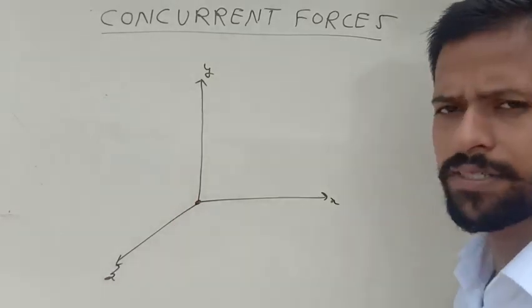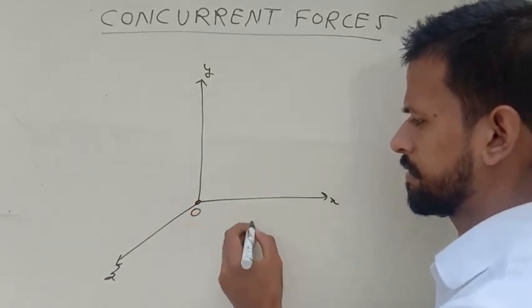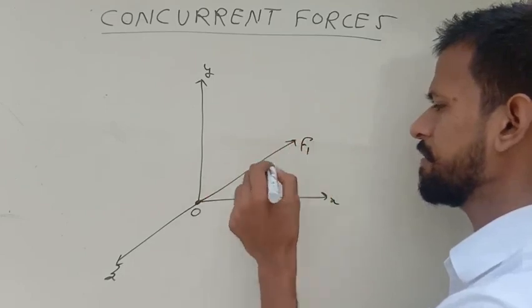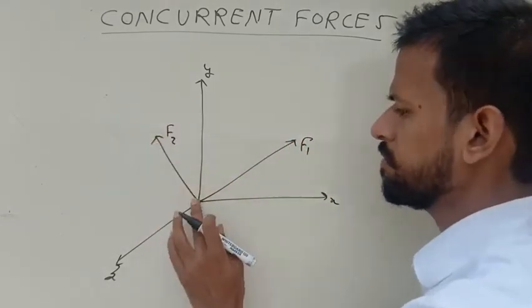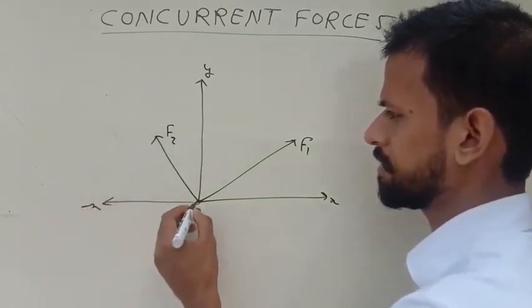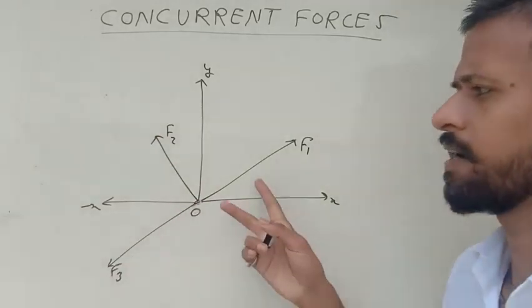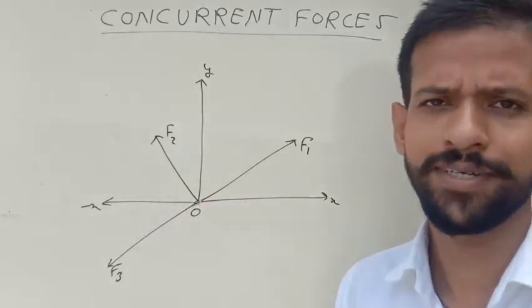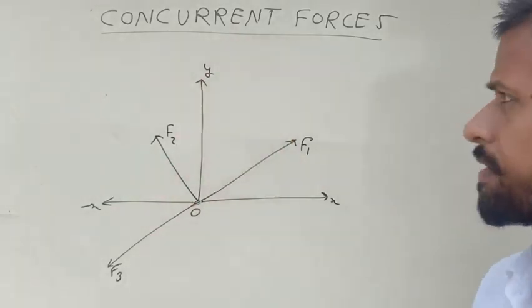Here is a point on which there are some forces, and this force is like this. This is F1, F2, we can write like this. This is minus x-axis, and this is F3. What we see is that the lines of action of all the forces are at the same point. So these forces are known as concurrent forces.